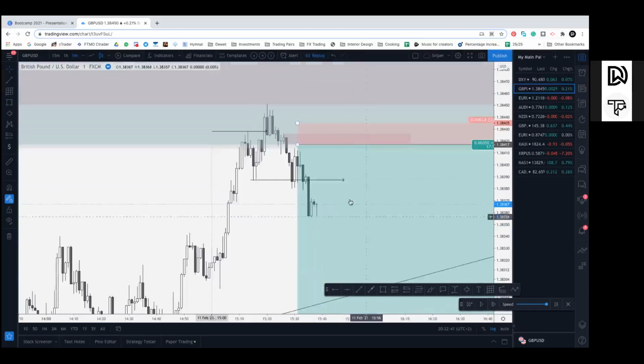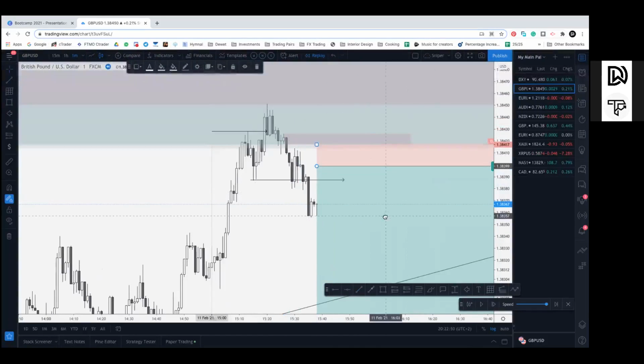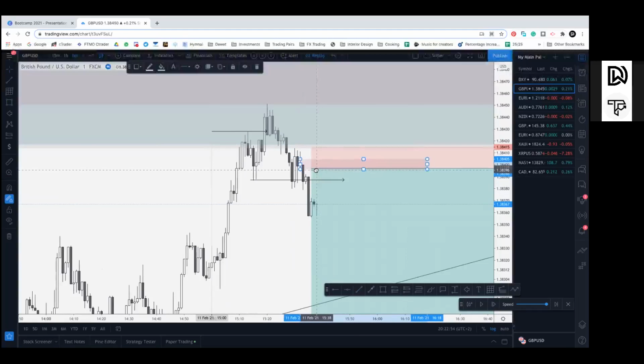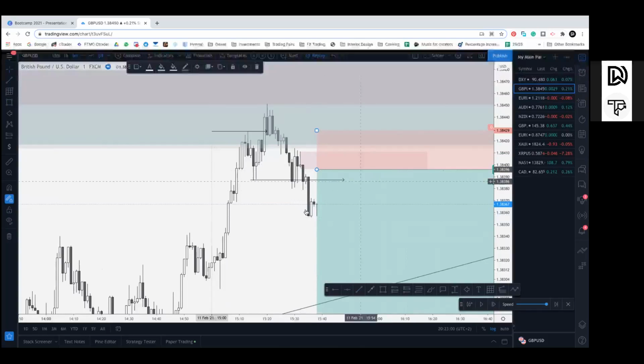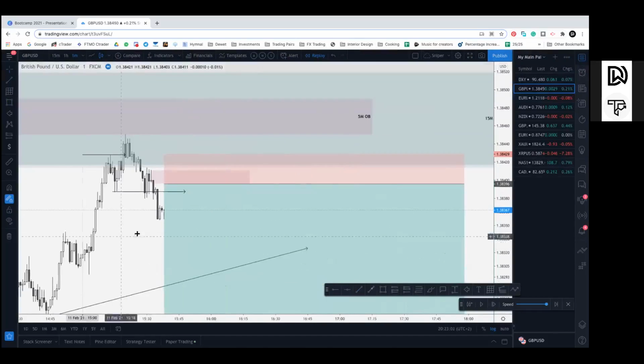Sorry, there's a structure break, a clear structure break. I use this one, I think, something like this. So there is the 1 minute order block. There's our entry.